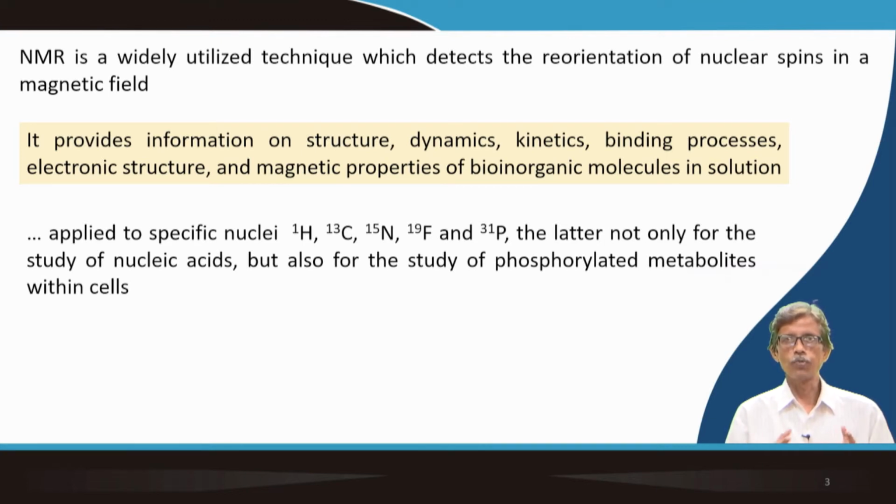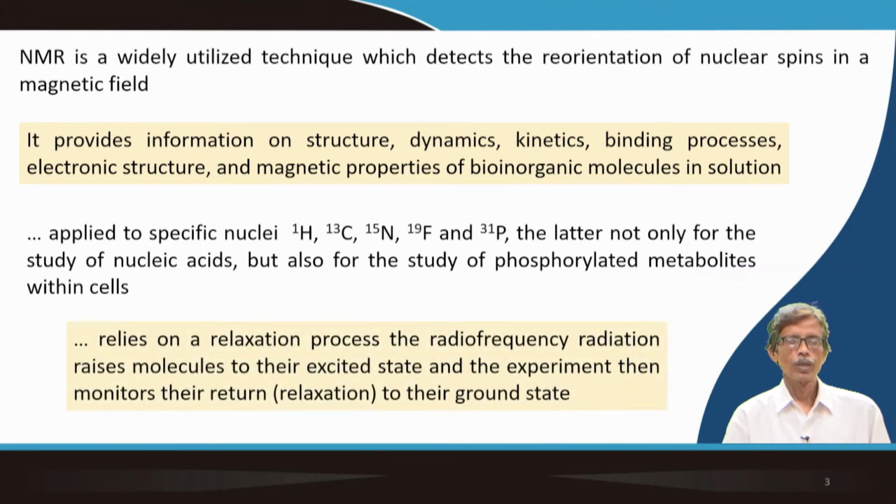The fructose 6-phosphate we know, we have studied it. So, those phosphorylation reactions we can also monitor or study by the NMR technique, and this is happening within the cells also. So, basically this process or these studies rely on a relaxation process. It is a resonance technique, but again we are depending on the relaxation process, but not in the microwave region, it is in the radio frequency region.